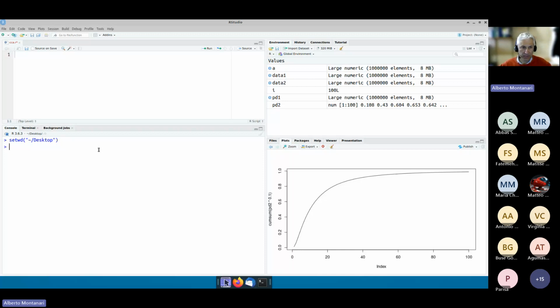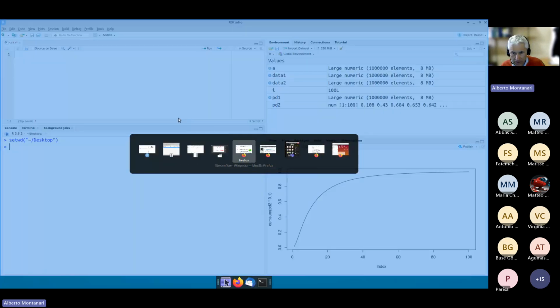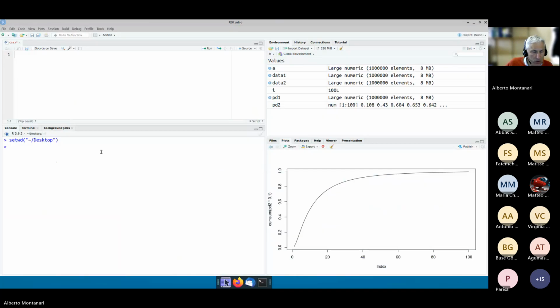Now we can upload the data. Let me check on the website if we have a suggested R file. No, we don't have a suggested R file, so we have to make it from scratch, which is fine. So now we have to upload the data file.